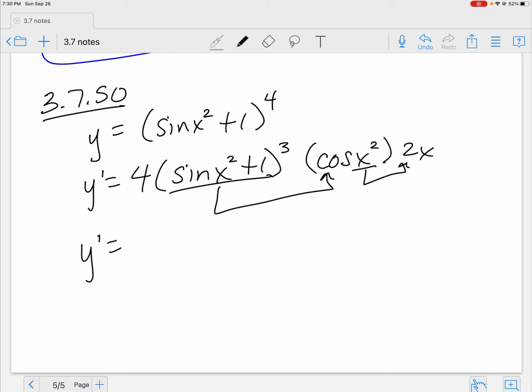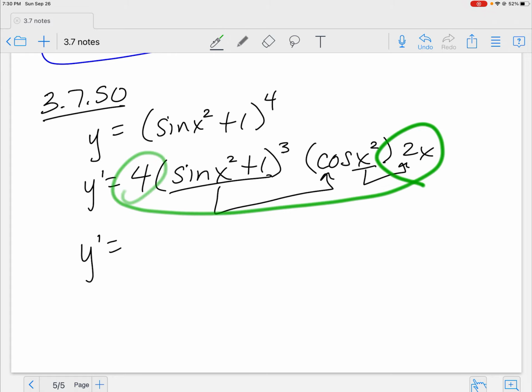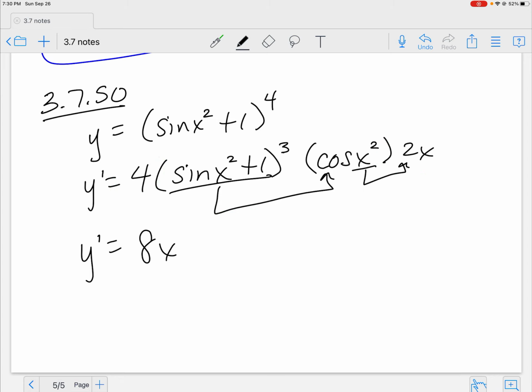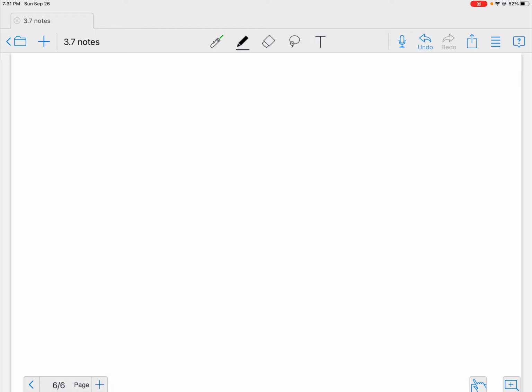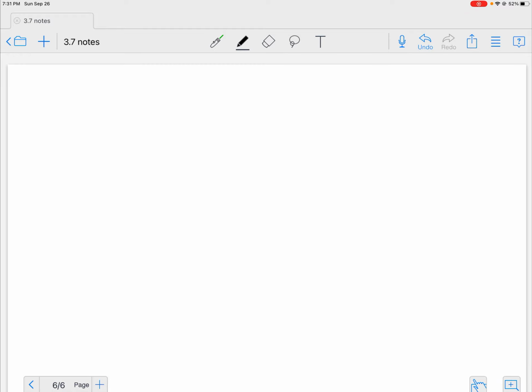Y prime is equal to, it's multiply, so 4 times 2x will give me that 8x. I'm going to go ahead and bring this cosine x squared in front. And then I've got sine x squared plus 1 cubed. It's just good practice. Anything that's singular like that, you just bring it in front of your parentheses. All right. Okay. Let's do more. I told you we were going to practice some more. We got this.